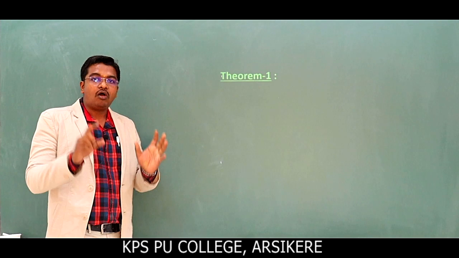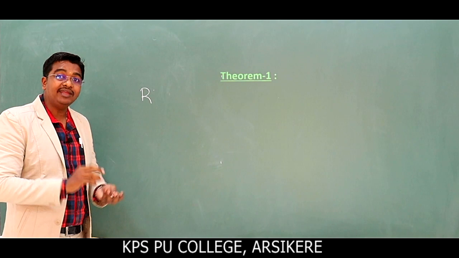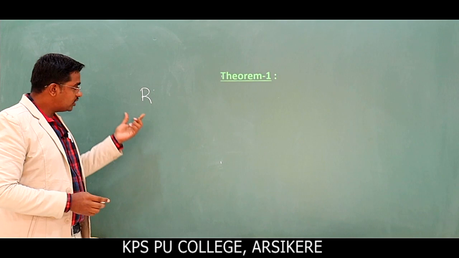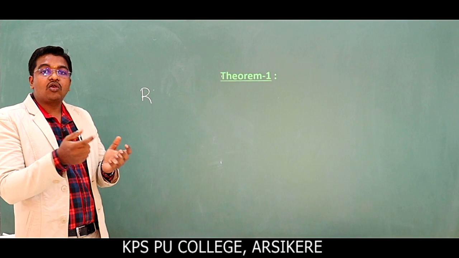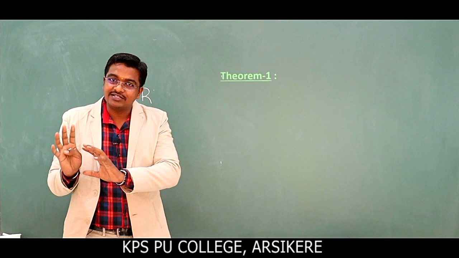Let R be the feasible region of a linear programming problem. Clear? So R is the feasible region of the linear programming problem. Do you remember the definition of the feasible region of a linear programming problem? So what is the definition? A common region determined by all the constraints, including non-negative constraints. That region is called the feasible region.